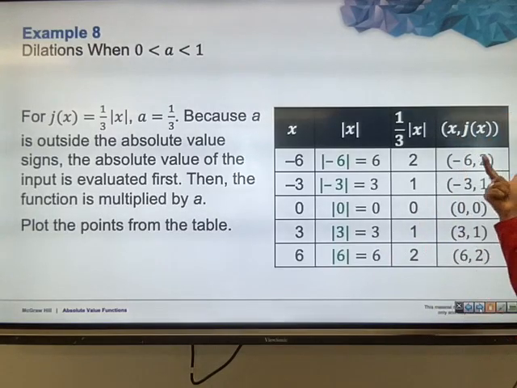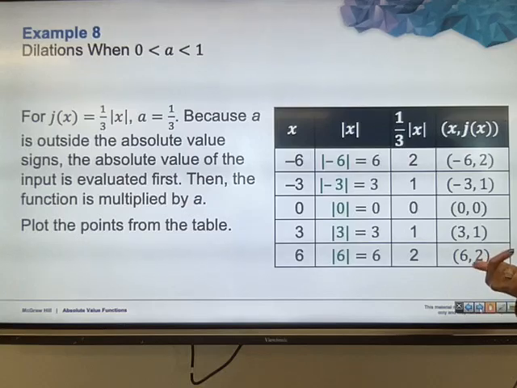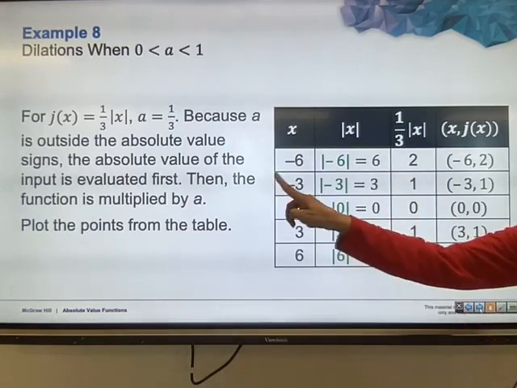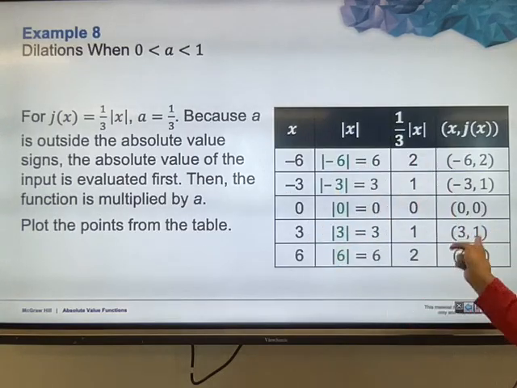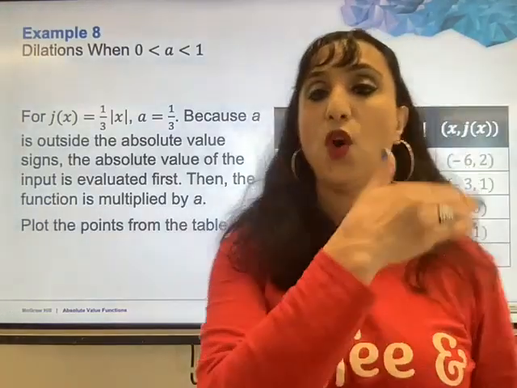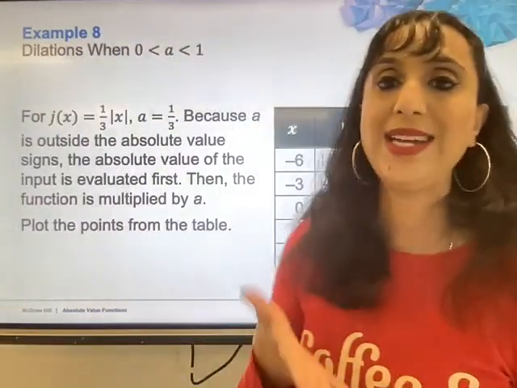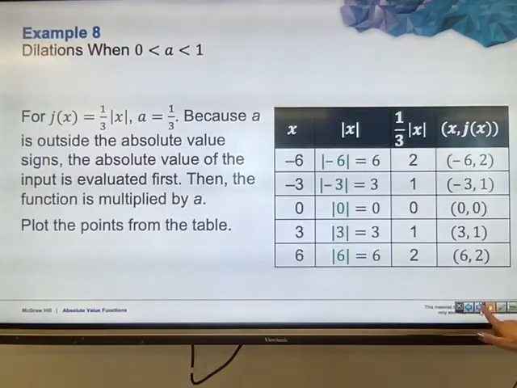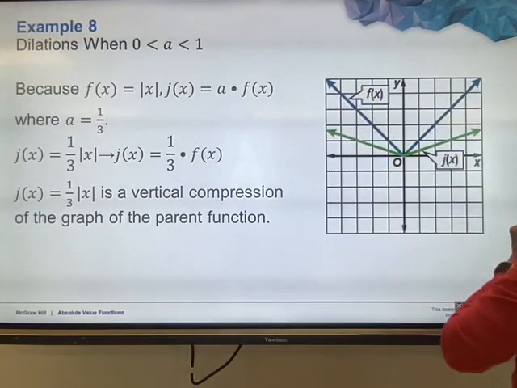So now here are my new values of j of x over here, x and j of x: -6, -2; -3, -1; 0, 0; 3, 1; 6, 2. So now once I have these ordered pairs, I'm going to take them all and put them straight into the graph. And here is my graph, compared to the parent function.